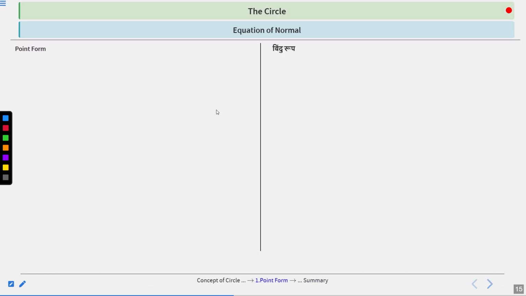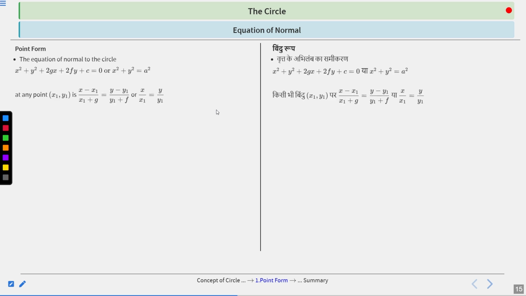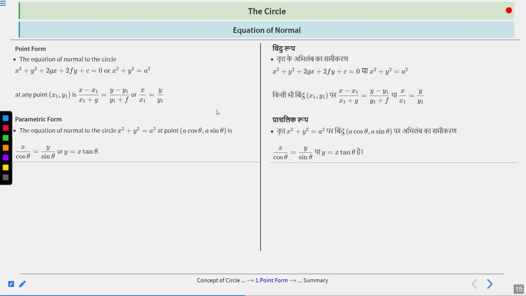Now equation of normal. Let us find equation of normal in point form. The equation of normal to the circle x square plus y square plus 2gx plus 2fy plus c equal to 0, or x square plus y square equal to a square at any point (x1, y1) is (x minus x1) upon (x1 plus g) is equal to (y minus y1) upon (y1 plus f), or x upon x1 is equal to y upon y1, right? Clear? Now equation of normal in parametric form can be written as: the equation of normal to the circle x square plus y square is equal to a square at point (a cos theta, a sin theta) is x by cos theta is equal to y by sin theta, or y is equal to x tan theta. Clear?